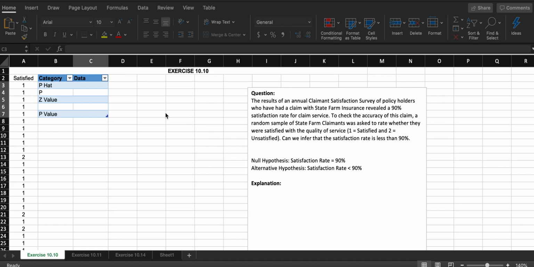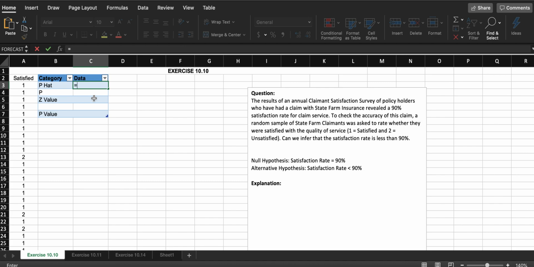So to start, we need to calculate p-hat. P-hat is your sample proportion. This is basically showing you out of your population or your sample, how many people either said they're satisfied or unsatisfied. So we're trying to look for satisfaction. So the code for p-hat, I'm just going to put in here. It's going to be equals.